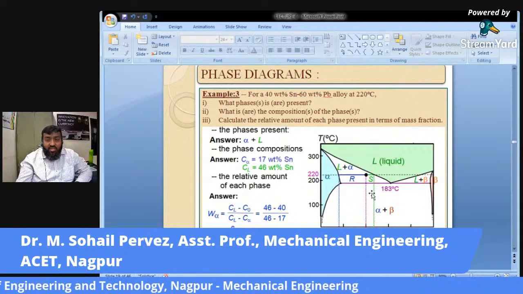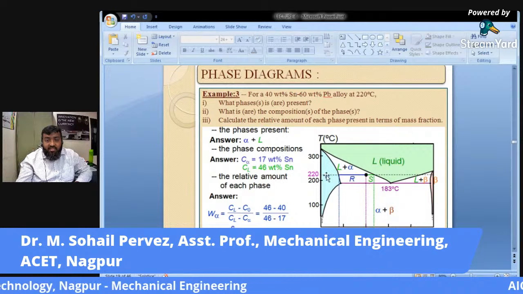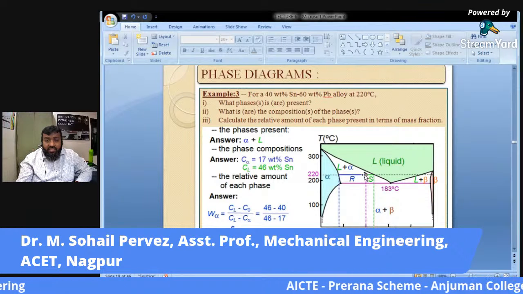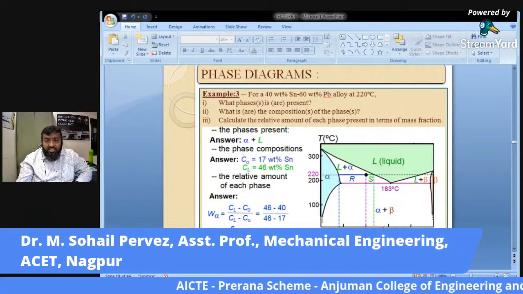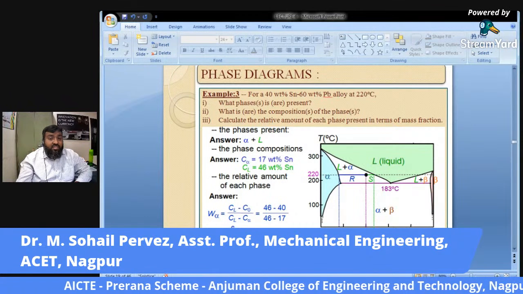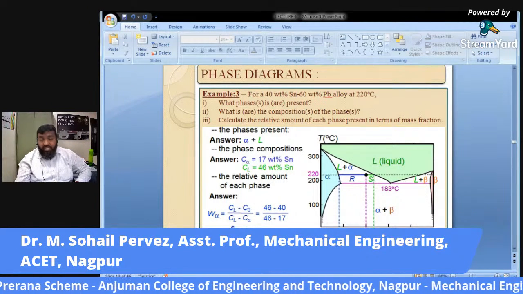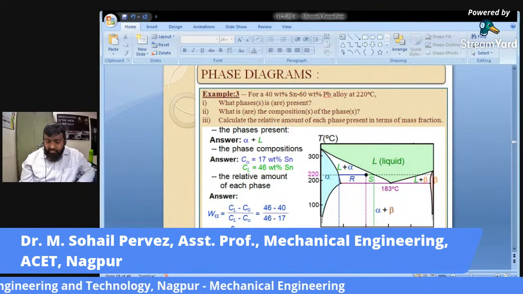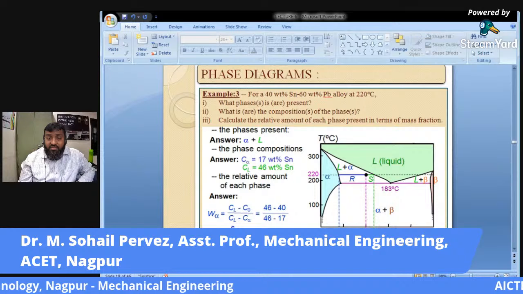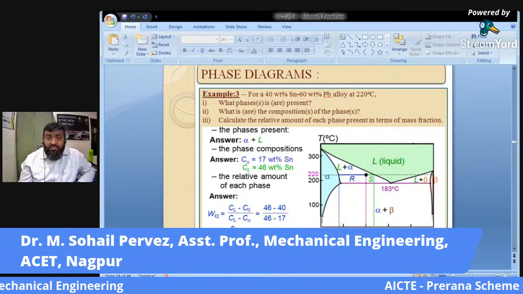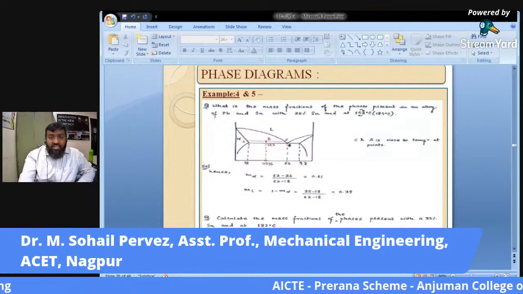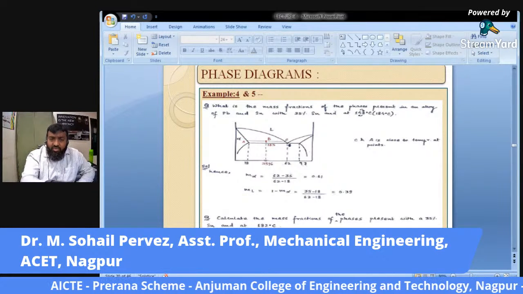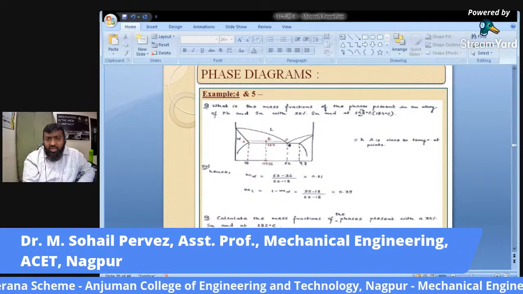For the phase composition, now please draw this tie line. If this is 20, somewhere here it is 17, and if this is 40 and this is 60, somewhere it is 46. So we have to write this. Again the same thing; you can understand and solve this by simply observing the second numerical itself. I have given this for practice only. You can write W alpha or W L, or M L, no problem.